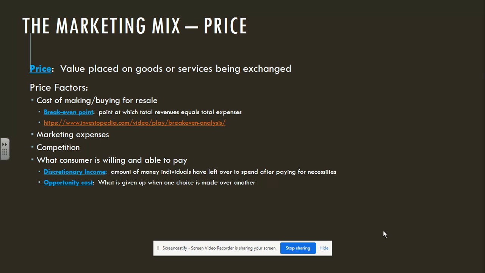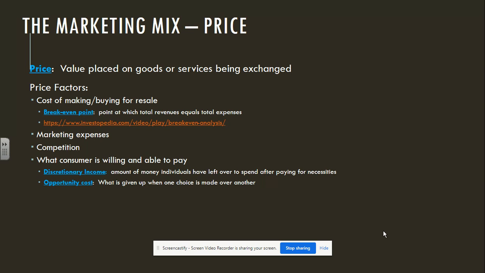So now that you've learned more about break-even point, let's look at some of the other price factors. You have to think about what your marketing expenses might be. So one of those other P's is promotion, and that's all about communicating to the consumer. How much are you going to spend in order to communicate your product to the consumers so they are interested in purchasing it? You also have to think about what the competition is pricing their product at.